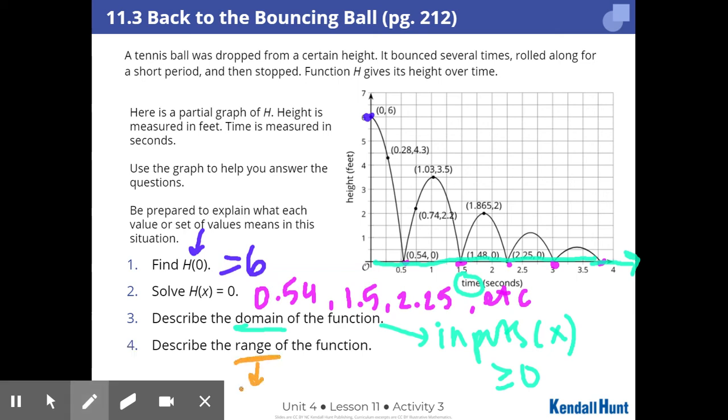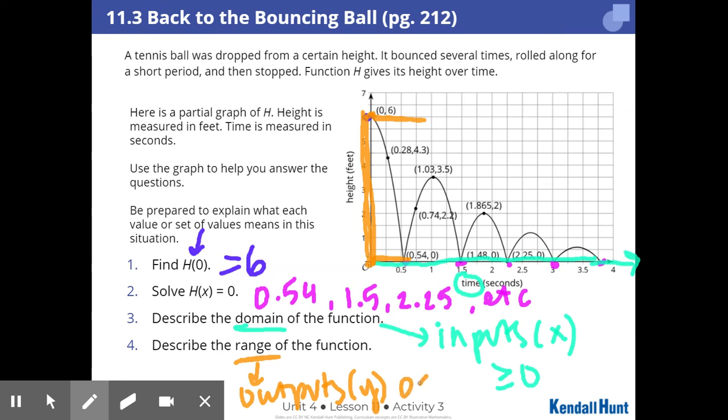Now, if we're talking about the range, remember, that is my outputs or my y values for the function. So if I'm looking at the range, first of all, it's not going to go negative. The smallest that my range gets here is 0. The largest that it's going to be is 6. Is the ball ever going to bounce back up higher than 6 feet? I don't think so. So in total, when I look there at the y-axis, the outputs that I would have are going to be somewhere between 0 and 6.